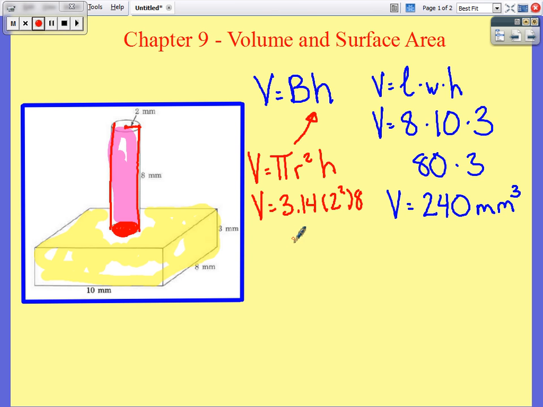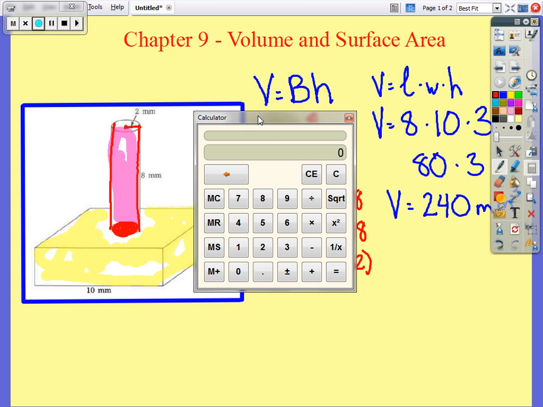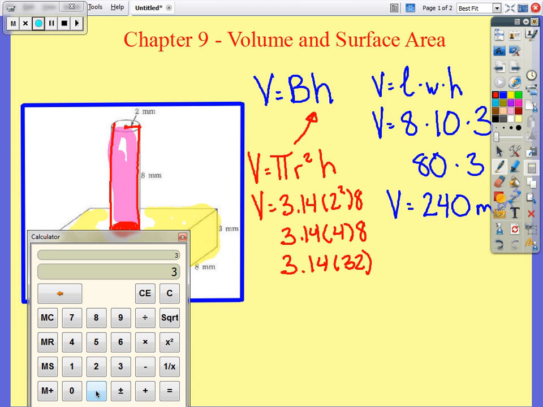If I needed to, I'd get my calculator out right now. 2 squared is 4, and 4 times 8 is 32. So 3.14 times 32. Let's take our calculator out here and do 3.14 times 32, which equals 100.48. So the volume of the cylinder is 100.48 cubic millimeters.